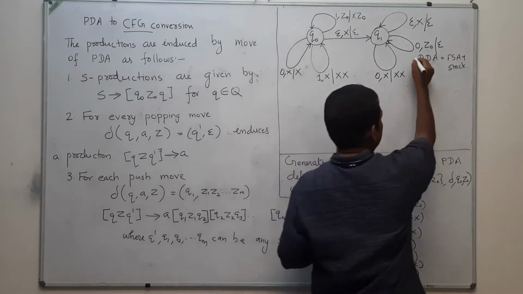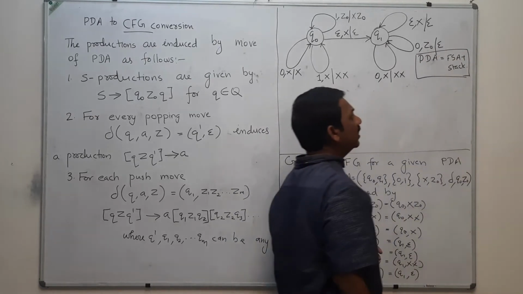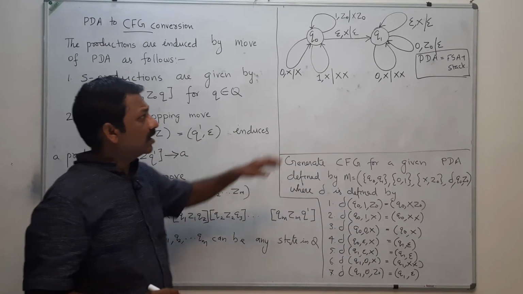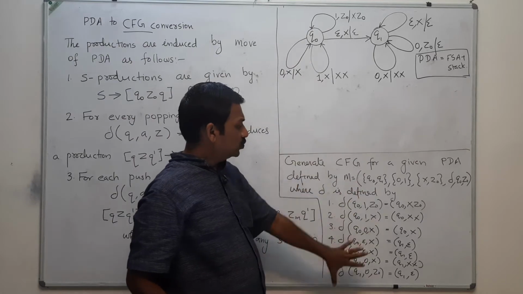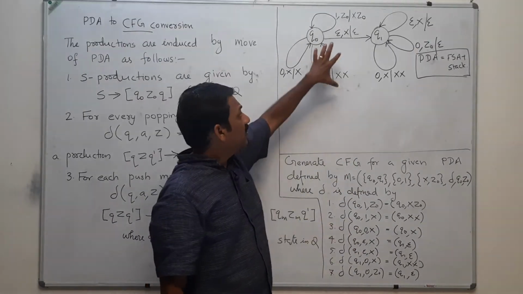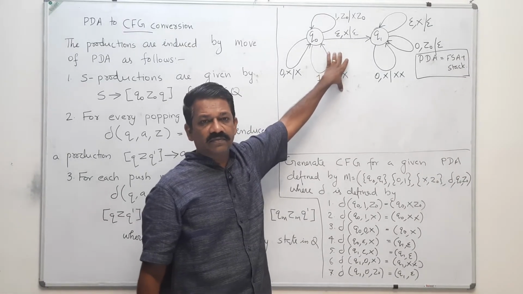Okay. Here I have written this. PDA equals a finite state automaton plus a stack. That means the moves of a push-down automaton are represented by this diagram.